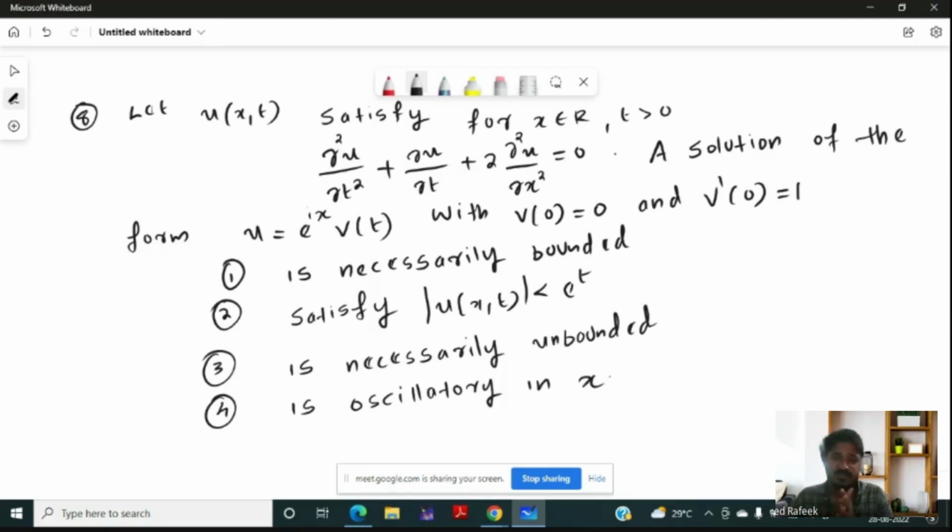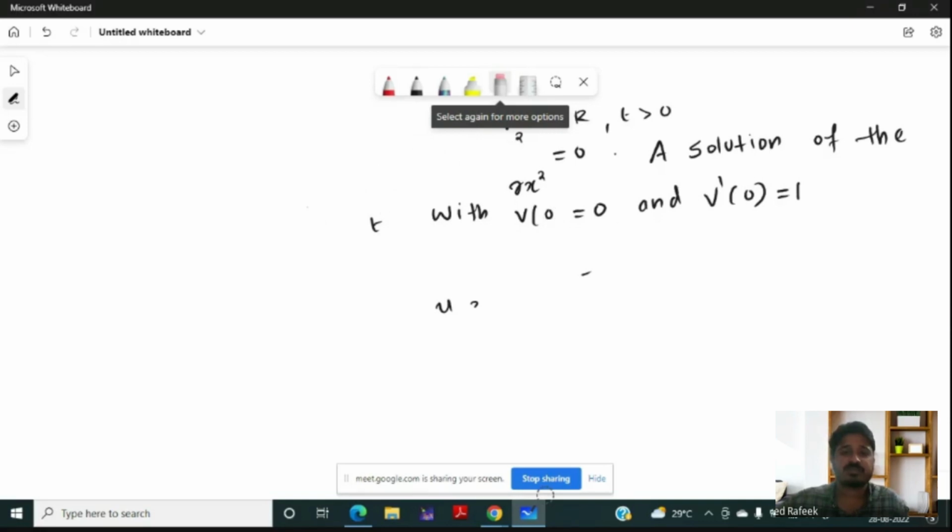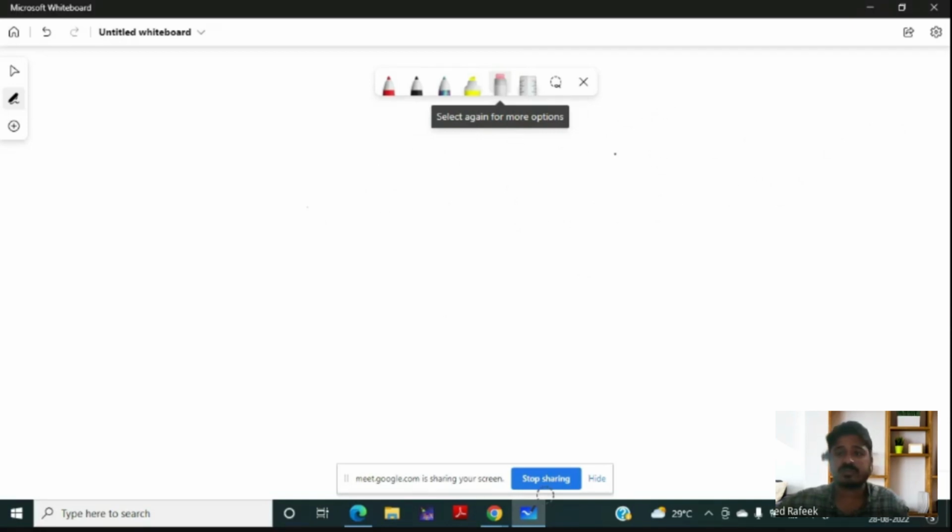That u of x comma t satisfy, for x belongs to R, t greater than 0, dou square u by dou t square plus dou u by dou t plus 2 into dou square u by dou x square is equal to 0. A solution of the form u equal to e raised to ix v of t with v of 0 equal to 0 and v dash of 0 equal to 1. It's necessarily bounded. Satisfy modulus of u of x comma t is less than e raised to t. Is necessarily unbounded. Is oscillatory in x. Yeah, let us see the solution.